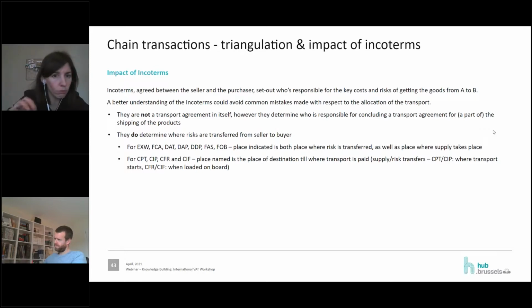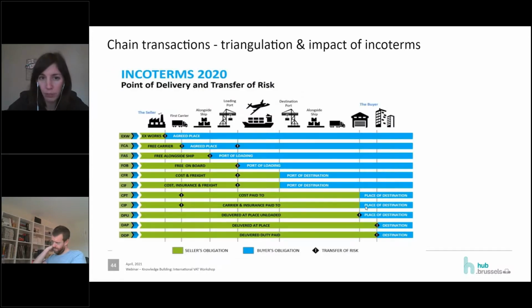And for your comfort, we have added as well the list of Incoterms 2020, which are applicable since 2020, shifting the risk and the cost between the different parties in the chain.